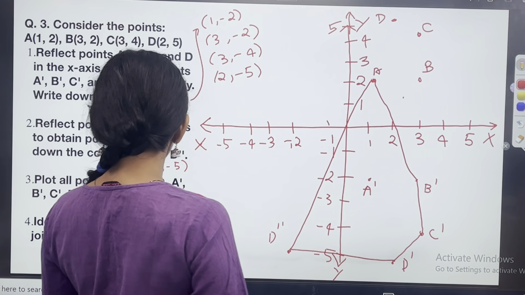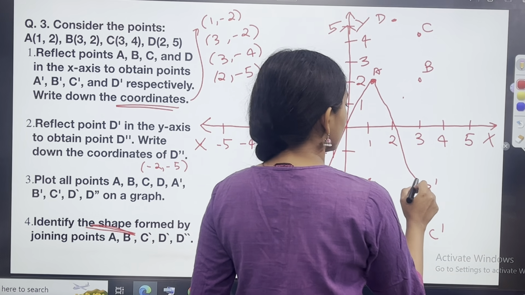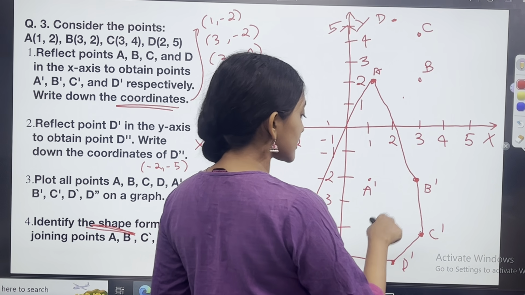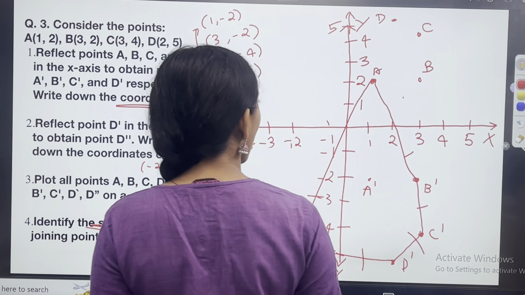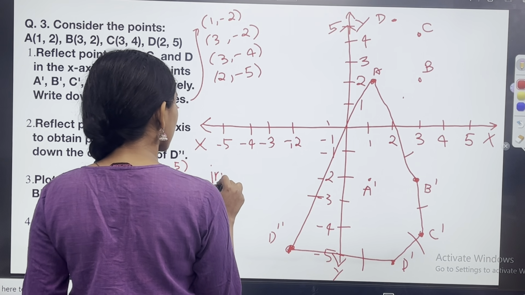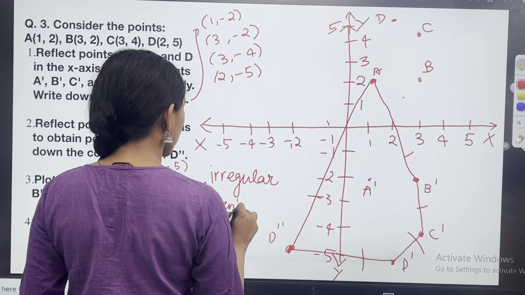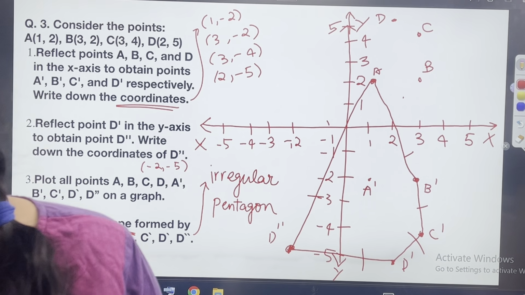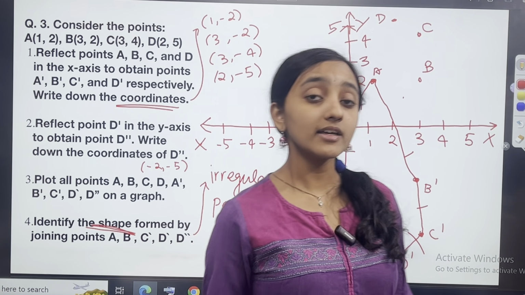Okay, so they are asking you what is the shape. So how many vertices does this have? 1, 2, 3, 4, 5. Are all the sides between all the vertices equal? 1, 2, 3, 4, 5. Are they all equal? No. So we can call it an irregular, because they are not equal, irregular pentagon. Isn't it? Can we call it an irregular pentagon? Because we have 5 sides, but they are all not equal. So we are calling it an irregular pentagon.